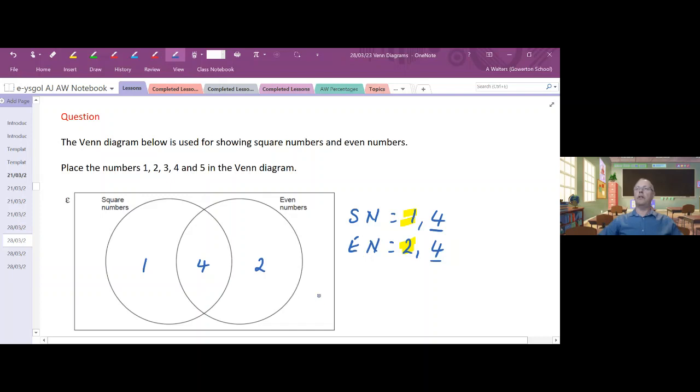in that circle. And then I've got to look what else have I missed. So I'll go through it. I've got the number 1, I've got the number 2, I haven't got the number 3. So that is neither a square number or an even number, so it goes outside. I've got the number 4 in the intersection, and the number 5 is missing, so I need to put 5 out there. So I've accounted for every single value, all 5 of them. Okay, and that's the end of that question. So if you want to look at it more closely, pause the screen.